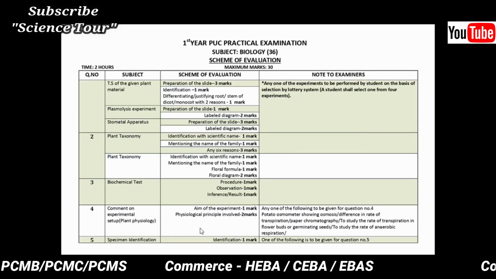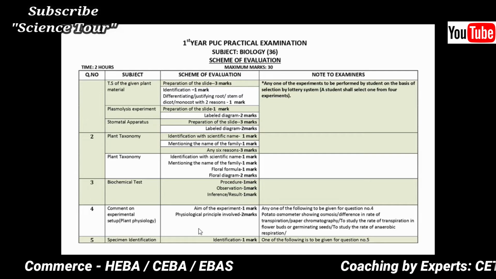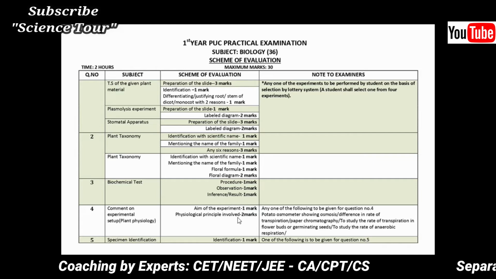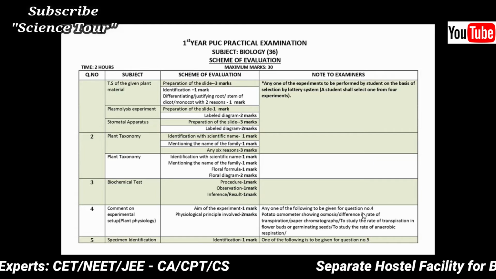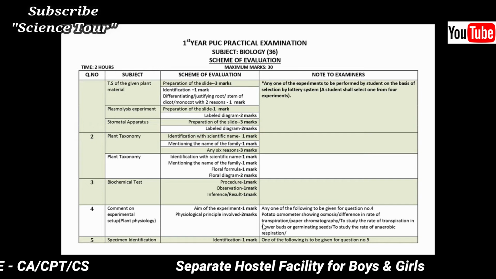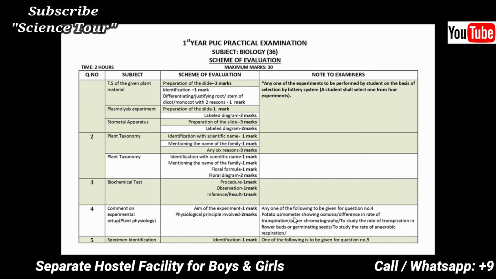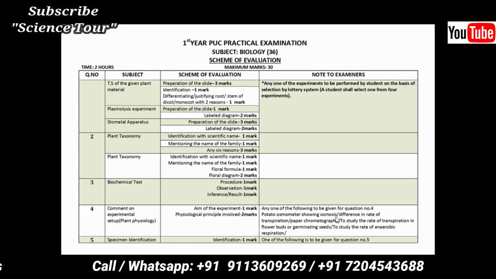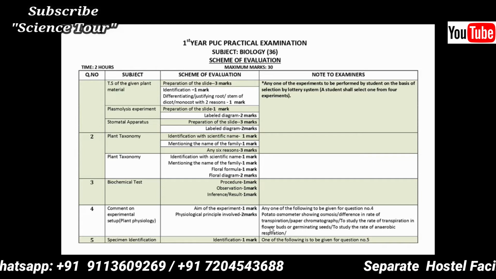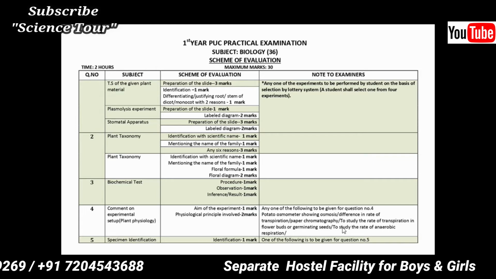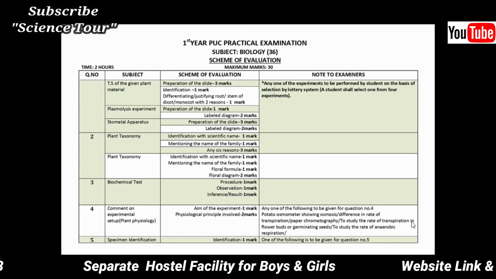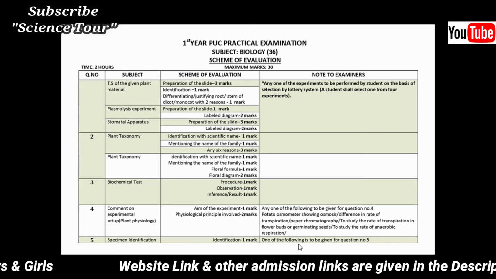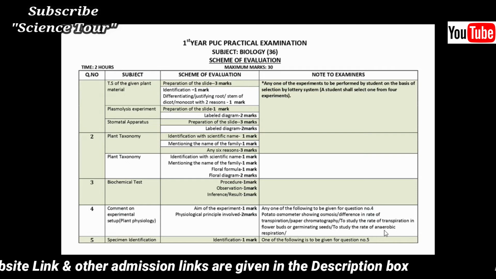You have to write the aim, 1 mark, and the physiological principle involved in it, 2 marks. So any one of the following is to be given for question number 4, that is, maybe an experiment from potato osmometer showing the concept of osmosis, or difference in rate of transpiration, or paper chromatography, or to study the rate of transpiration in flower buds or germinating seeds, or maybe to study the rate of anaerobic respiration.